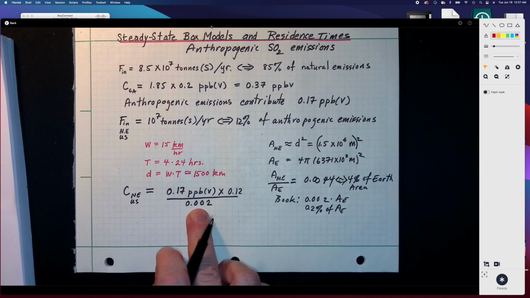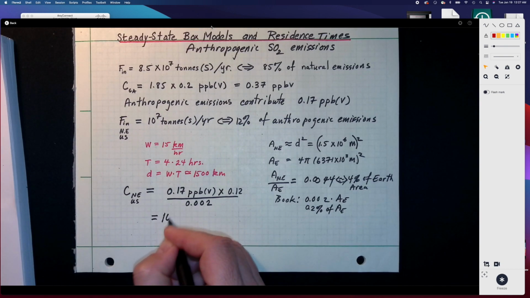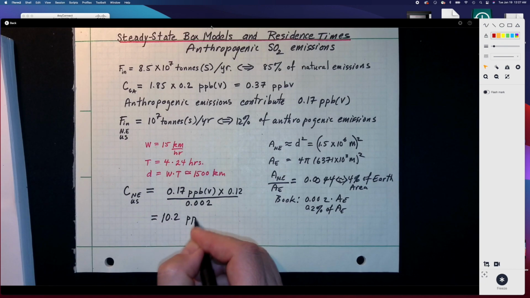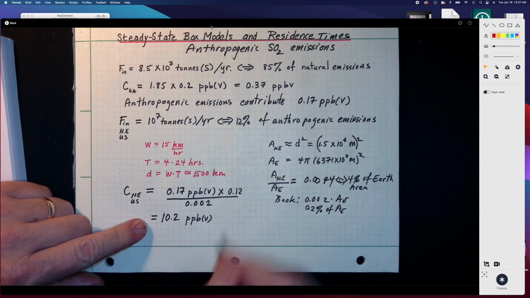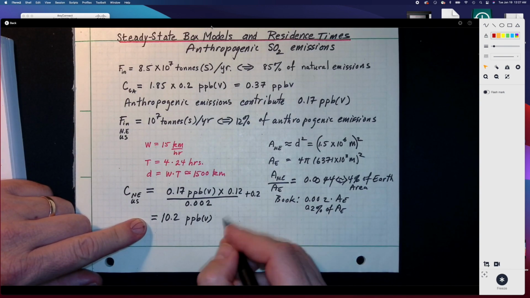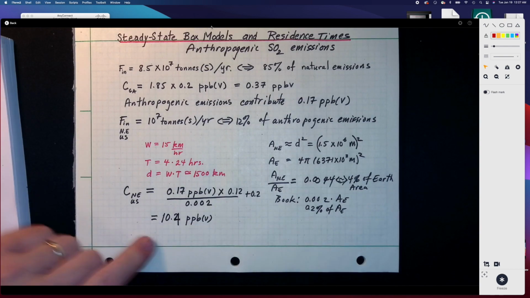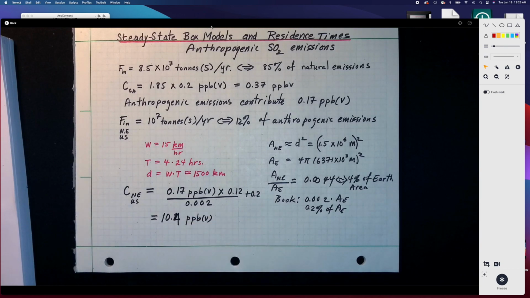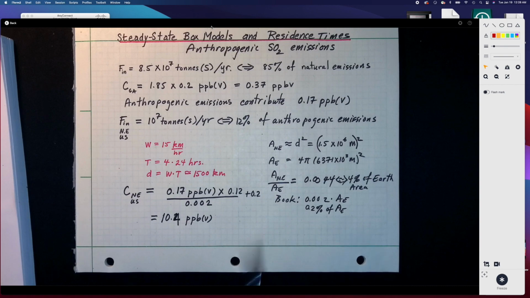It's a rough number, and that corresponds to, I think, about 10.2 ppb by volume. And to that, I guess we can add plus 0.2 for the natural background, so that would make it 10.4. But this is negligible compared to the errors we're making in this rough calculation.